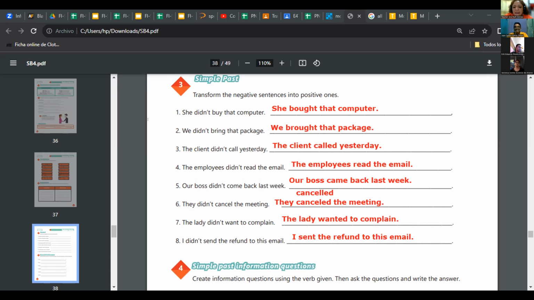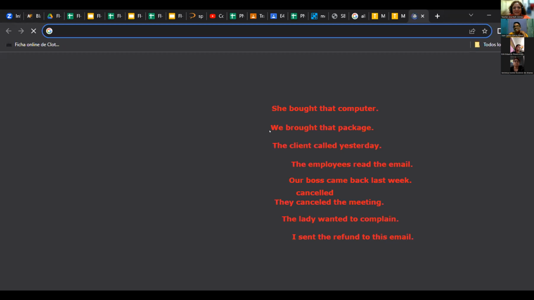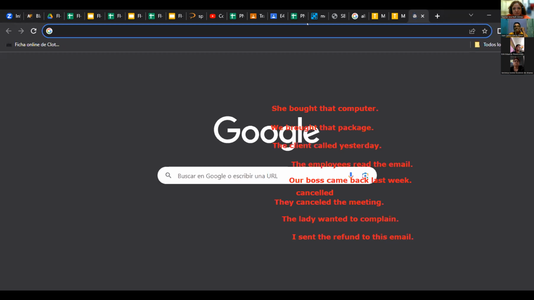Excellent. Maybe you don't have problems with the structure, but you have problems with the verbs. Maybe you don't know the verbs. So what I'm going to do, but this is going to be something personal: I will give you the resource, but you are going to decide to use it. Okay, just give me a second.